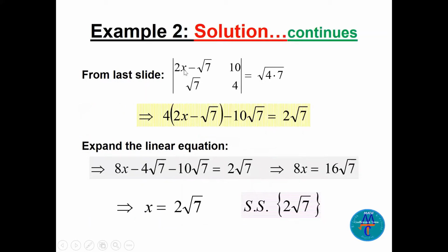So we can multiply now 2x minus square root of 7 times 4. This one times 4, or 4 times that, that's to say, minus 10 square root of 7 is equal to... square root of 28 would be 4 times 7. Take 2 out, 2 square root of 7. Just simplify, expand the linear equation here, and then multiply here by 4, 8 minus 4 square root of 7 minus 10 is equal to square root of 7.